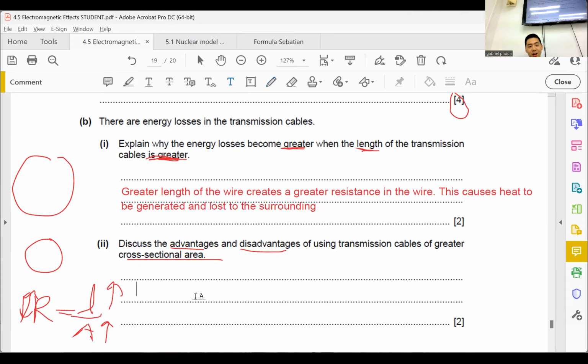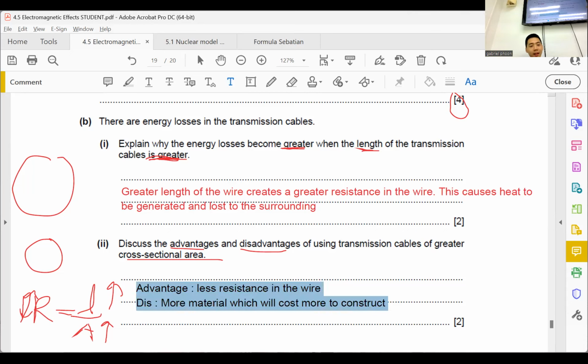You're supposed to say that using a large cross-section, literally anything along these lines, you write your own. The advantage is literally less resistance in the wire. You write it down in your own sentence, guys, and the disadvantage is obviously more material, which will cost more. Anything along these lines, literally anything. And construct your own sentence.